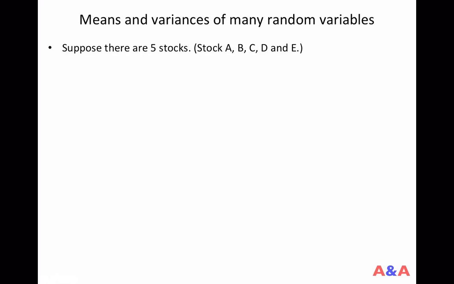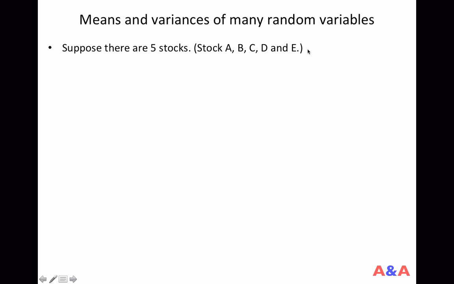Let's study what means and variances look like when there are many random variables, not just one or two, but more than two random variables. For example, suppose there are 5 companies' stocks. Stock in American English or share in British English, either way is fine. So there are companies A, B, C, D, and E.